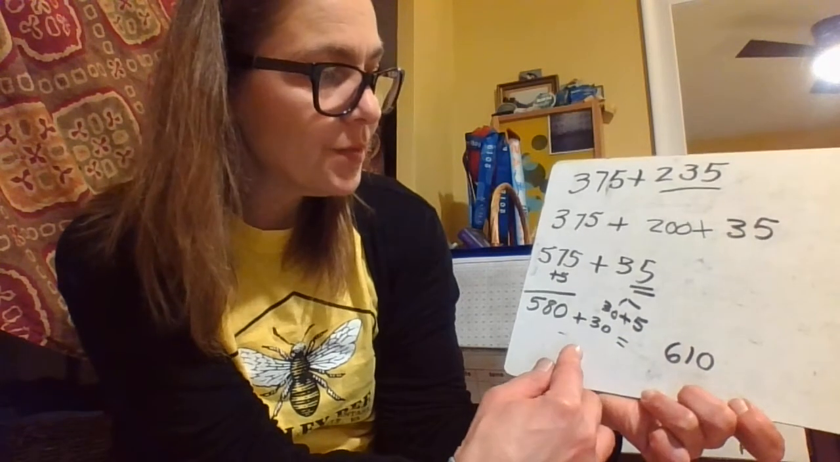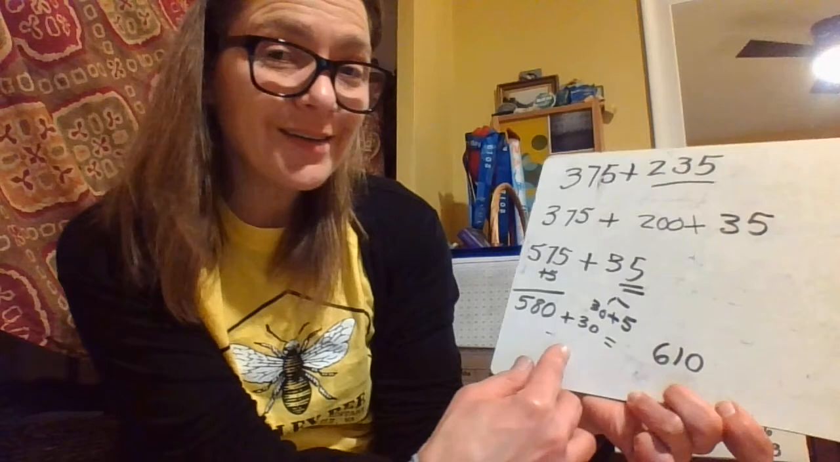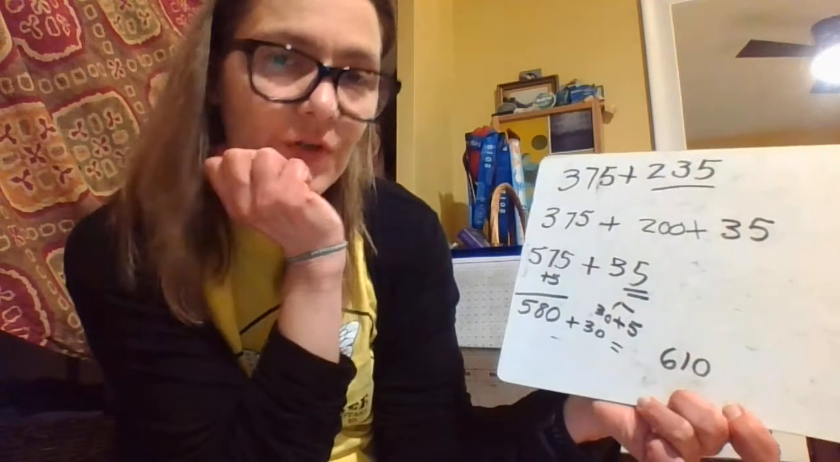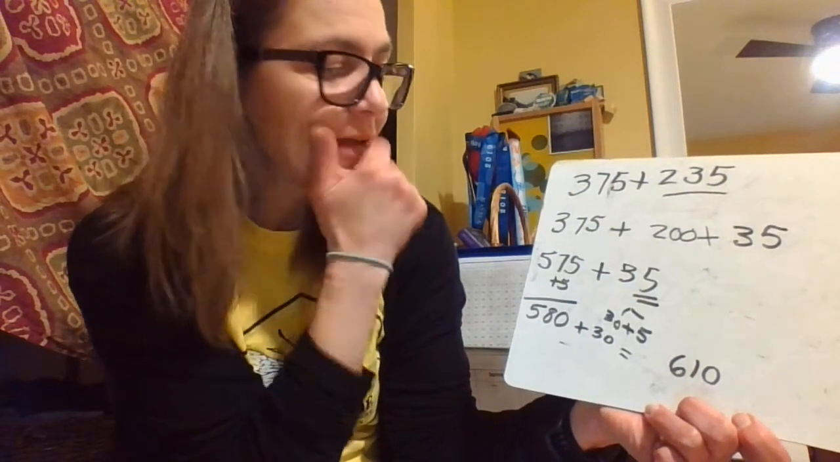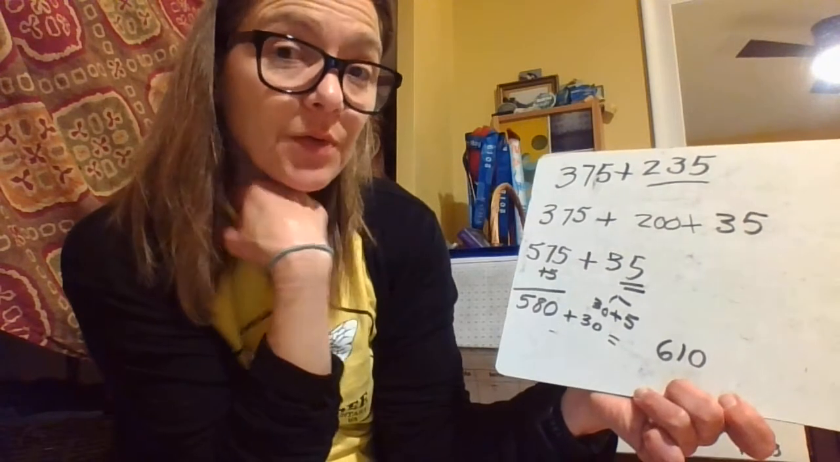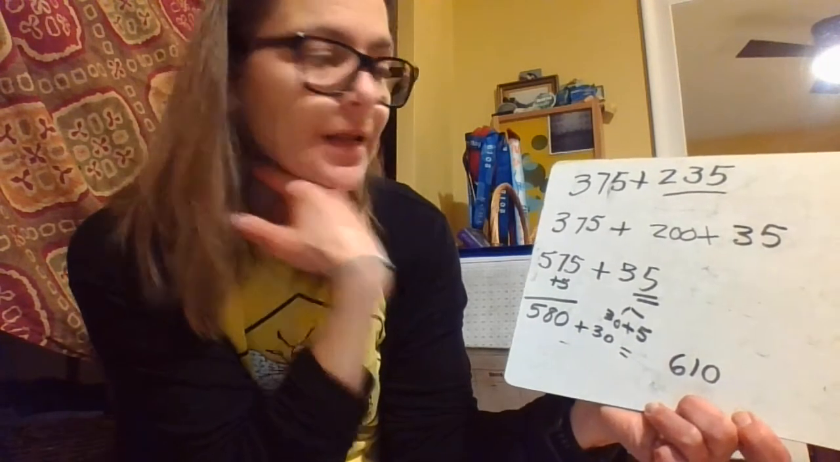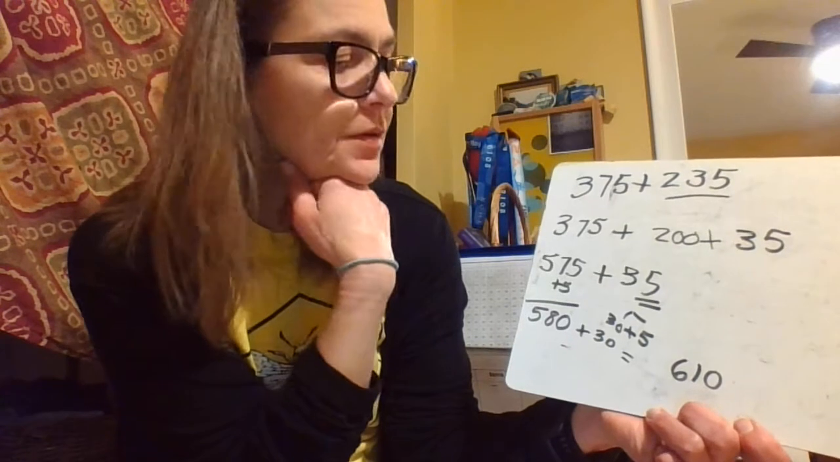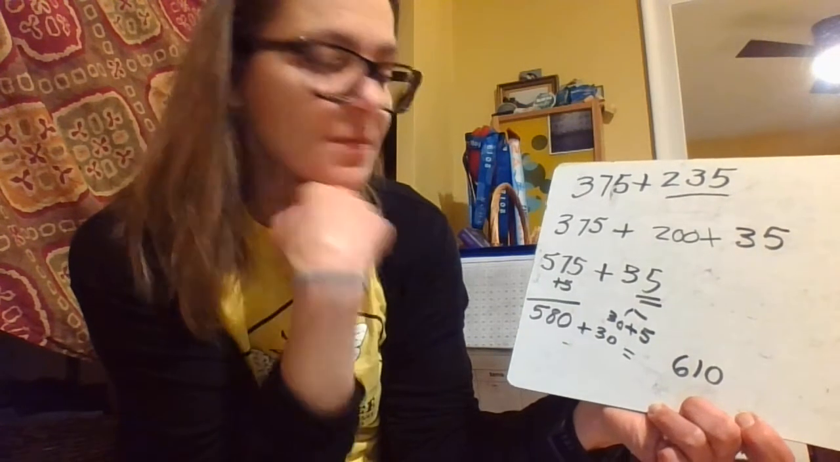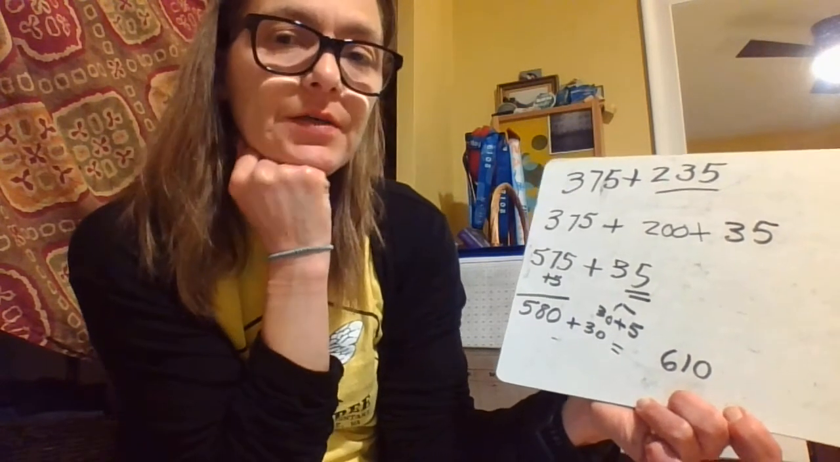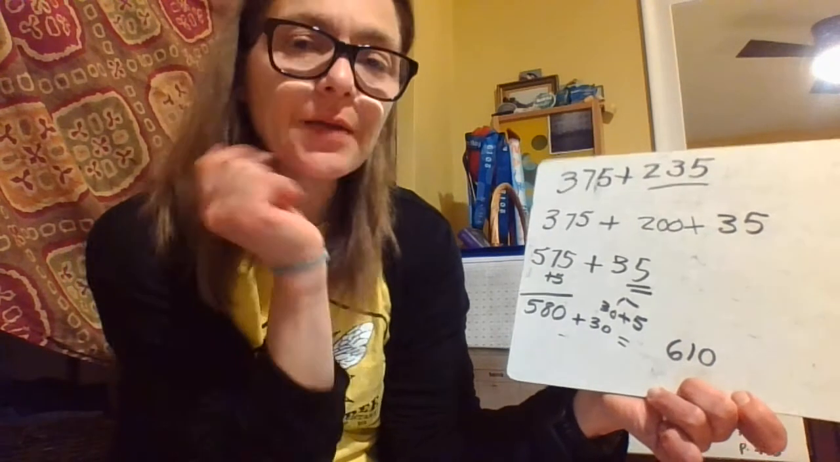And it works because I am adding it in parts. I'm adding the hundreds first. I'm making it easier to add by making zeros in the ones. And then I'm adding the 35. Taking the 5 and moving it to make a 0 in the ones. And then I add up 30.